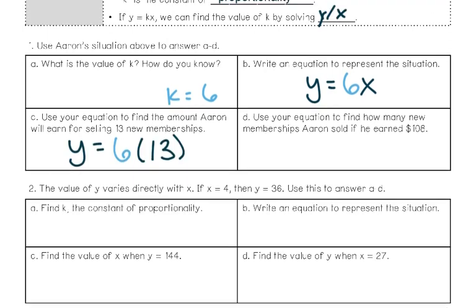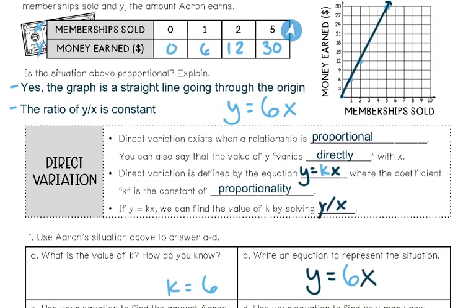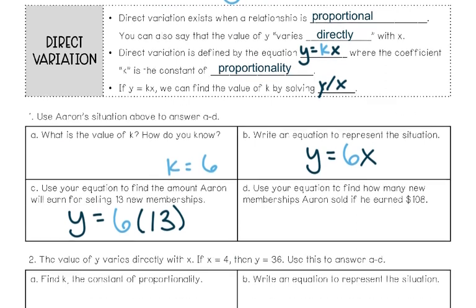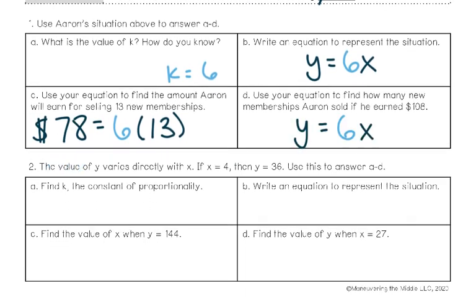We do this one just like there was another point in the table. We're going to pretend like there's a 13 coming up here, and we're going to do 6 times 13 to get our answer, $78. Now for the last part of this question, we're going to use the equation to find out how many new memberships Aaron sold if he earned $108.